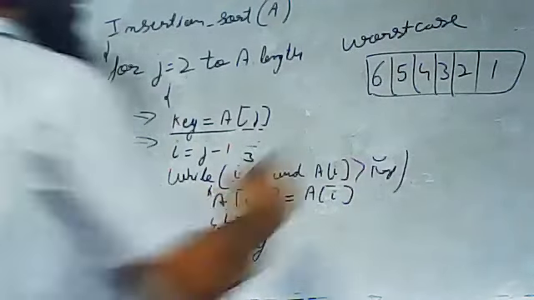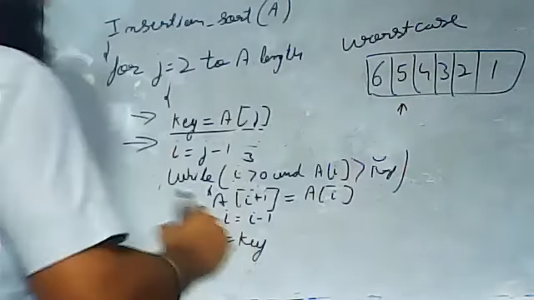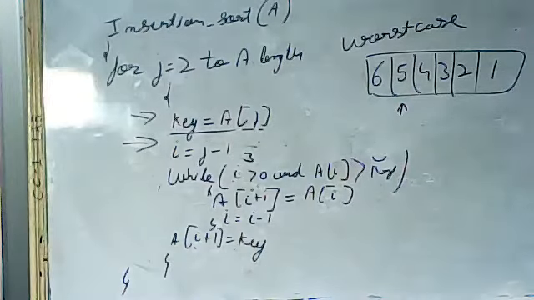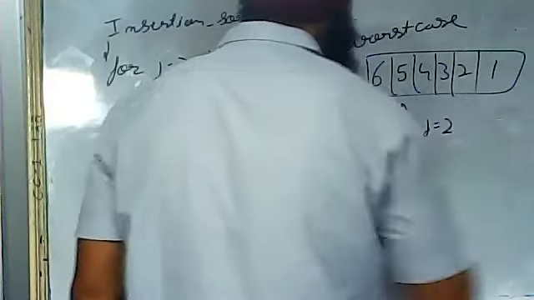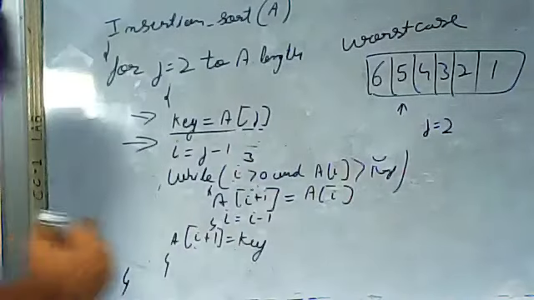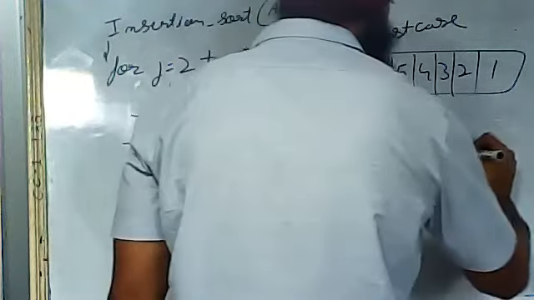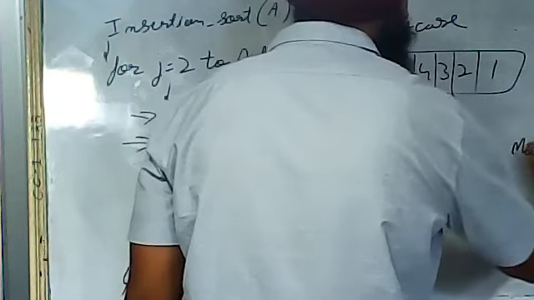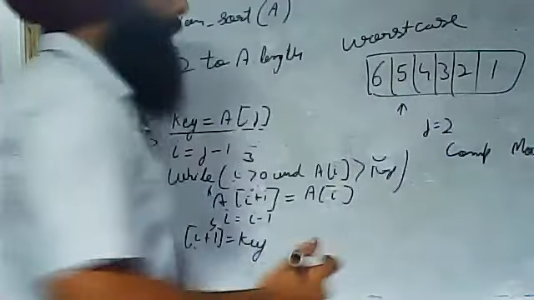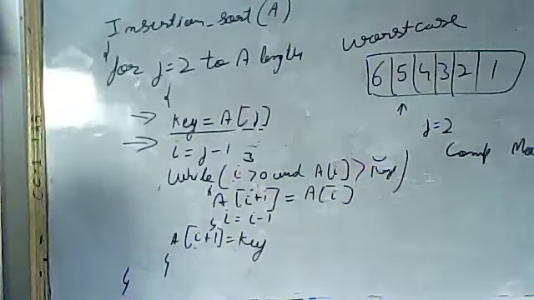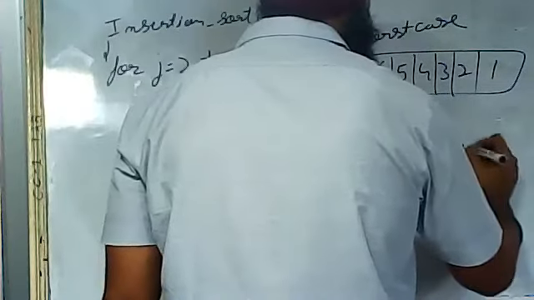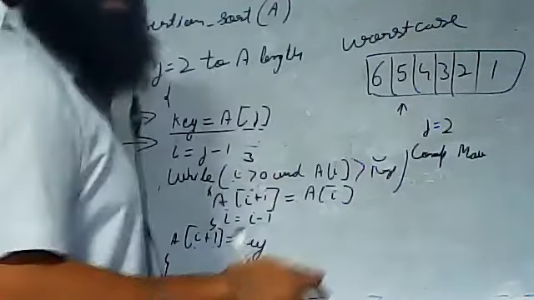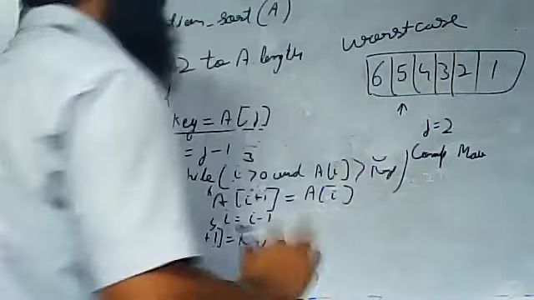Now we will check. We'll start from the second element, because the first element is already sorted. So in this case, for j equals 2, how many comparisons will be there and how many movements will be there? What is the meaning of comparison? We are comparing this element with some other element. That is comparison. And after comparing, we'll exchange the values. That is called movements.